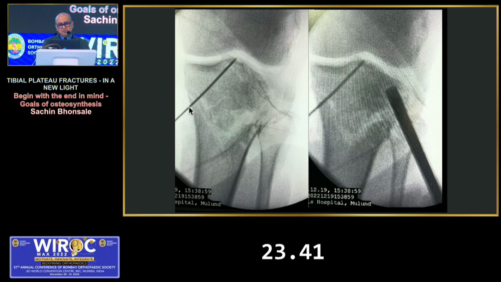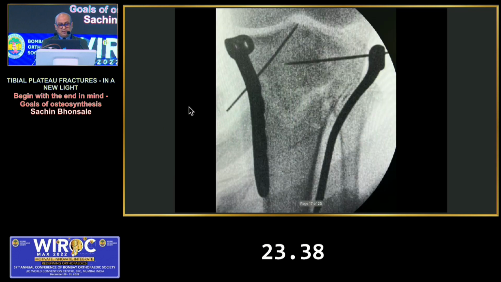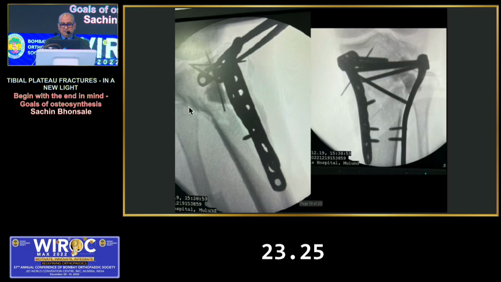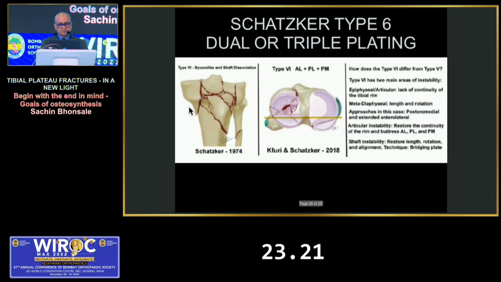Next I restored the lateral articular congruity. There was a void. Then I put some bone graft on, put 2 plates, clamped the plates together with that pointed tooth clamp and completed the fixation, restoring reasonable articular congruity.